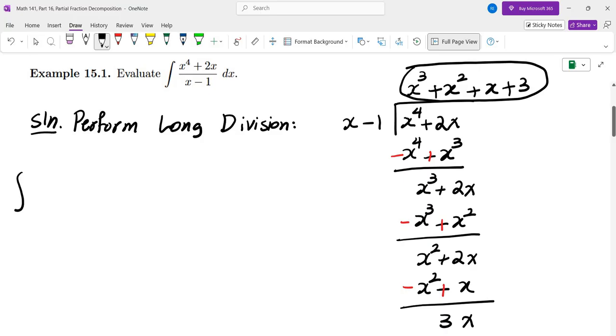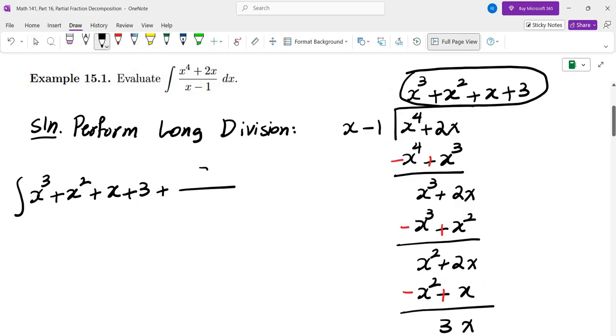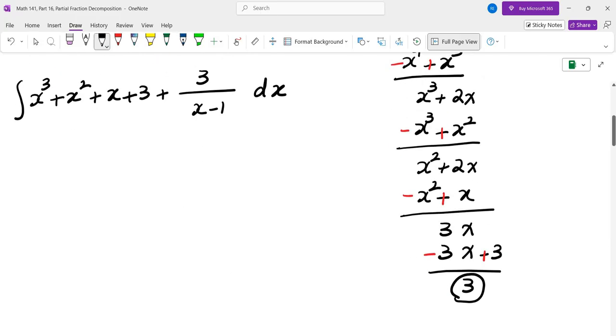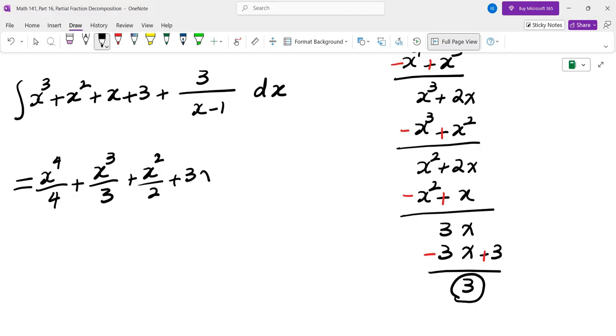That means the integral that they gave us is the same as the integral of x^3 + x^2 + x + 3 plus the ratio of 3, which is the remainder, over x - 1 dx. So how do we integrate this? Well, the first portion is a polynomial, so that's x^4/4 + x^3/3 + x^2/2 + 3x. The last portion is a natural log, so it's 3 ln|x - 1| + C.